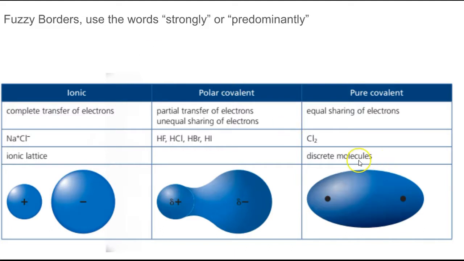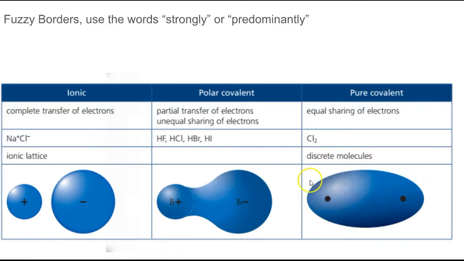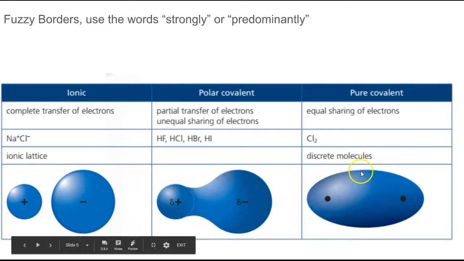And so this is kind of what we've been seeing. Sometimes the electrons will be over here, and sometimes the electrons will be over here, and for the most part, they're sharing that electron equally.